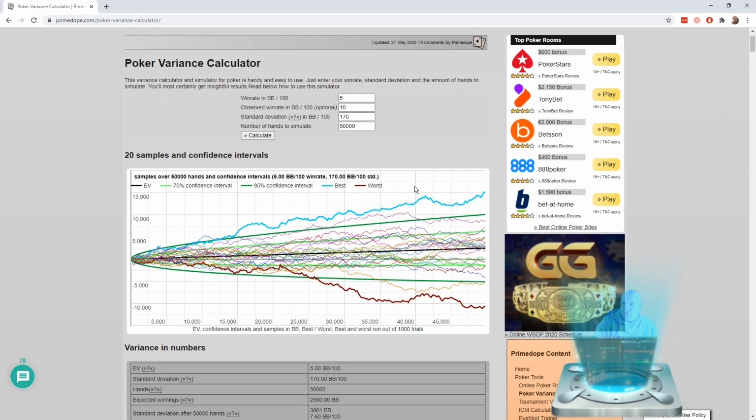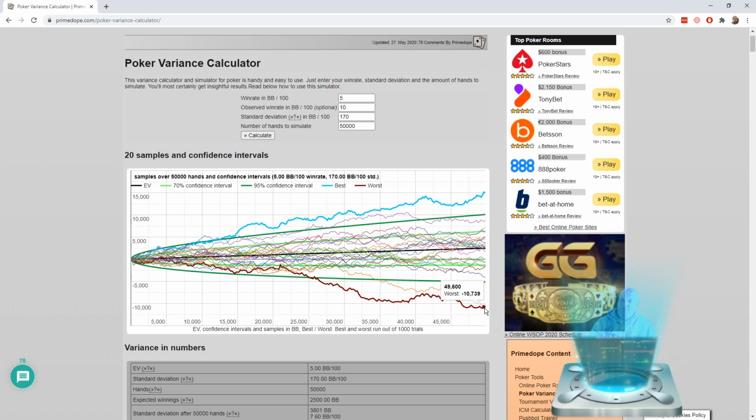Out of the 20 players, one player in the end is making 144 buy-ins. The expected win rate at 50,000 hands, 5 BB per 100, is around 25 buy-ins. But someone is winning 144 buy-ins. Running hard, yeah? Well, the same player could also be running minus 100 buy-ins. And this is the absurd fact about variance. You can be a winning player and you play 50,000 hands, a lot of people think that's a lot, and you can lose 100 buy-ins due to variance.